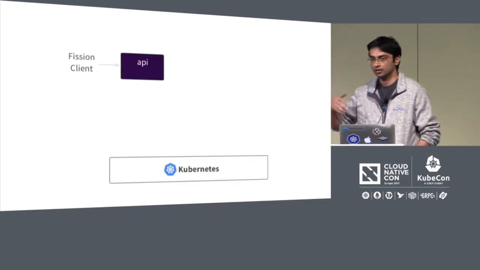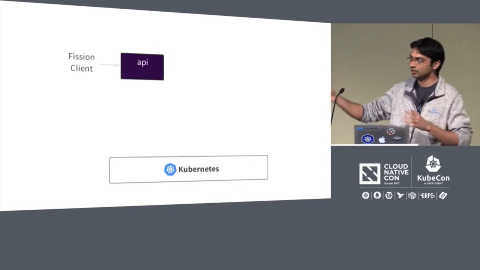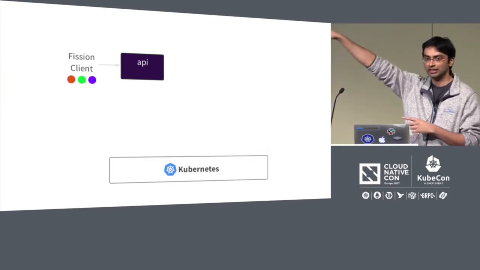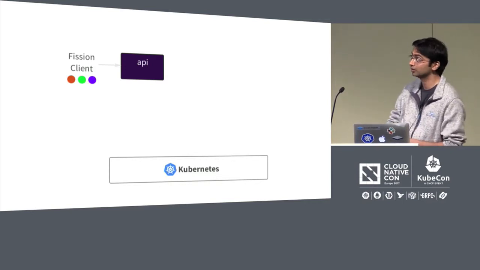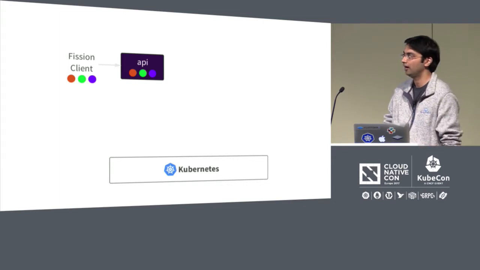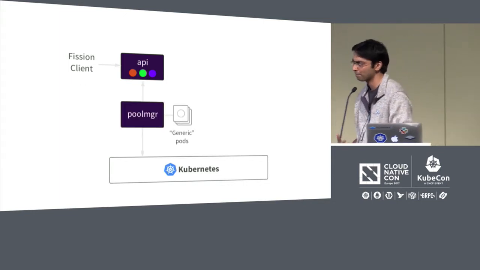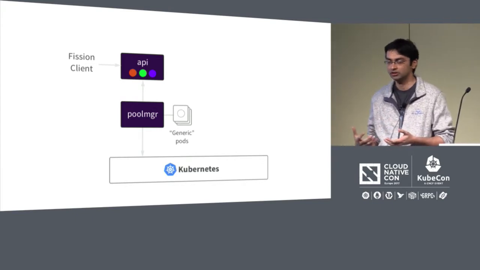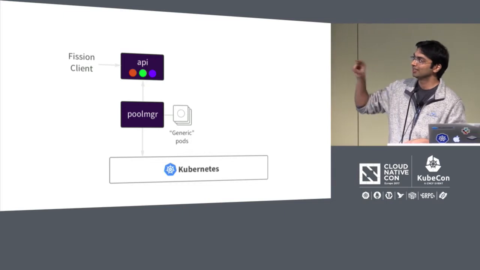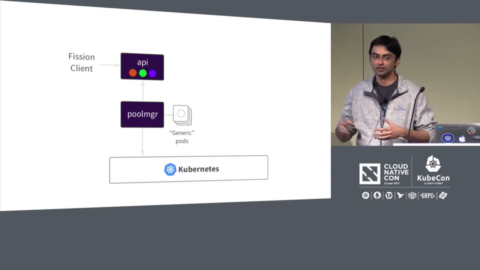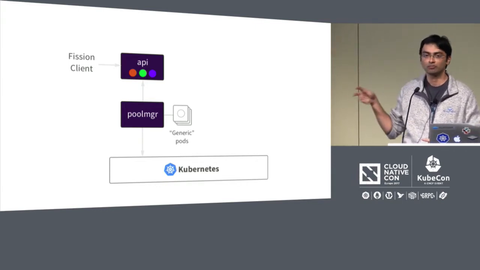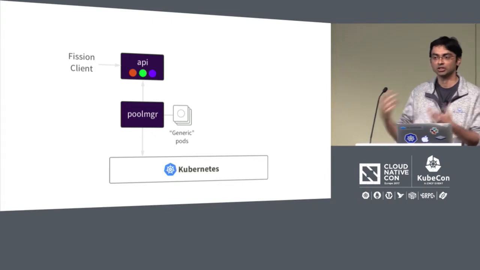So the user deploys the Fission API on a Kubernetes cluster and has a Fission client. I'm going to represent the functions that they create with those little colorful circles. They upload those functions to the Fission API. Fission has a pool manager, and this is what creates that pool of functions. So, that pool of environments. So each function is associated with some environment, so Node or Python and so on. And for each of the environments that exist, a pool of generic pods is created that's capable of running any function in that language.